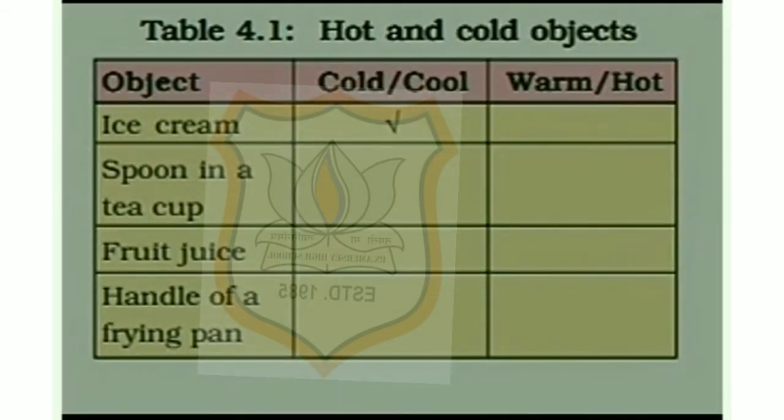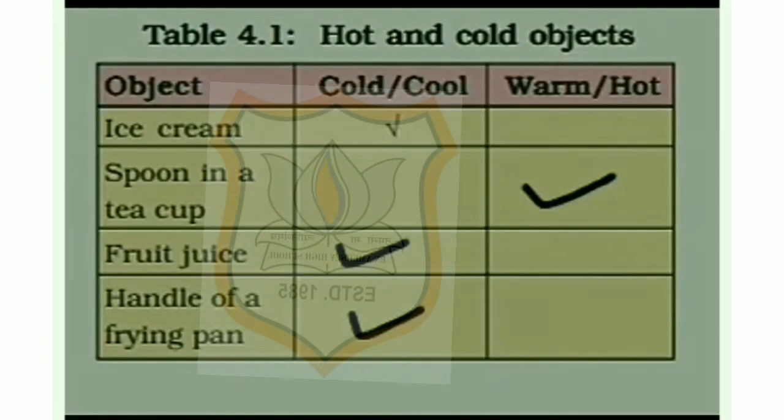So students, ice cream is cold. Spoon in teacup is hot. Fruit juice is cold, and handle of a frying pan is cold. Clear students? We see that some objects are cold while some are hot. You also know that some objects are hotter than others while some are colder than others.